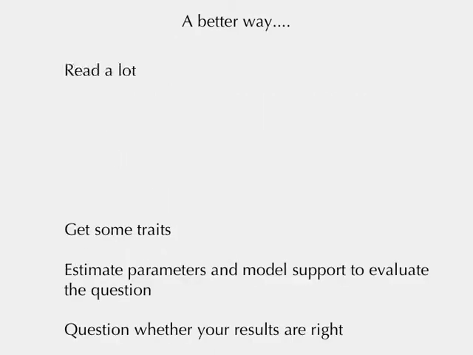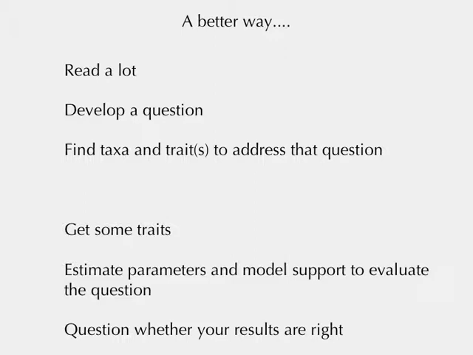So a better way to do it. Sorry, this is out of order. I'm going to have to do this instead. First, read a lot. Find out what the big questions are. Develop a question. Find taxa and traits to address that question. Then get the traits, estimate the phylogeny and parameters, and once you get that, question whether the results are right. The variance and biases that we talked about could cause you to have the wrong answer. You know your data better than anyone else does, so you're in the best position to figure out what the problem with it is.